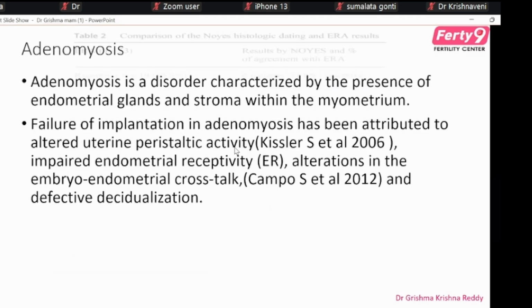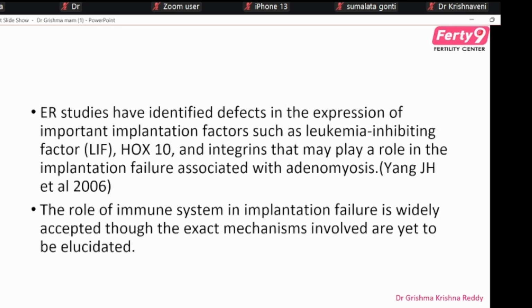Adenomyosis is a disorder characterized by the presence of endometrial glands. Failure of implantation in adenomyosis has been attributed to altered peristaltic activity, impaired receptivity, alterations in the crosstalk, and defective decidualization. Endometrial receptivity studies have identified defects in specific genes like LIF, homeobox genes, and integrins. The role of the immune system in implantation failure is widely accepted, though the exact mechanisms involved are unclear.